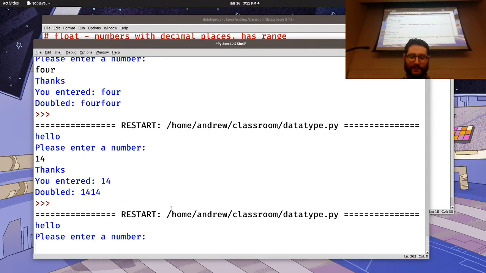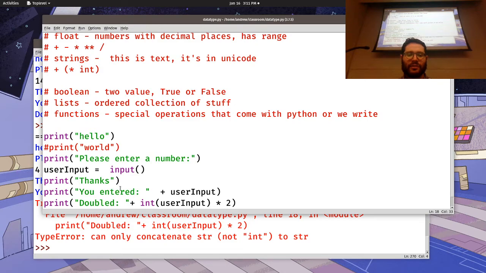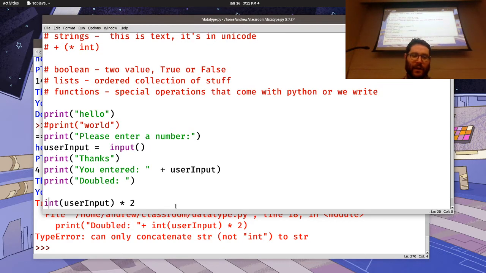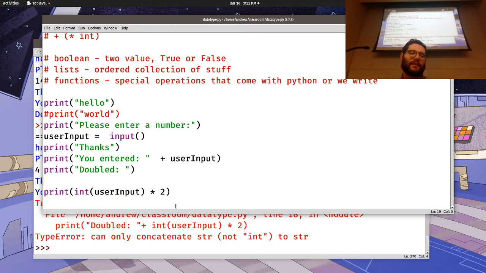So here's a number. Enter a number, 4. Can only concatenate string to string. So I turned it into an integer, well, that's annoying. So for right now, it's saying basically now it's an integer. I don't want to add a string and an integer together. So before I get into fixing that, because I want to present something different, I'm just going to put it in a different line for right now. Then I'll go back and fix it.